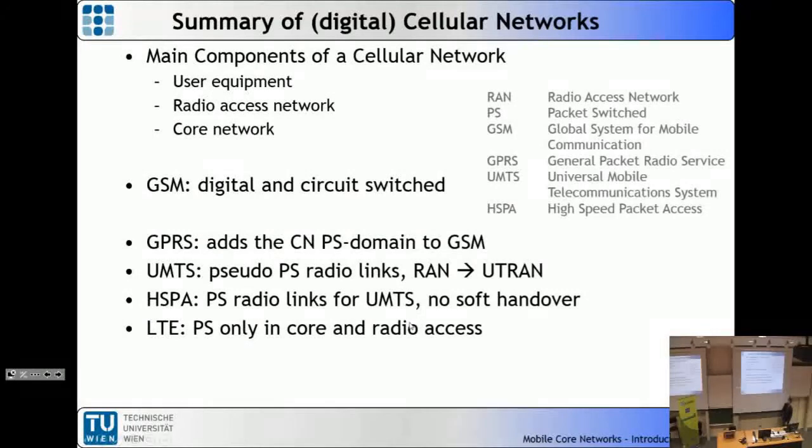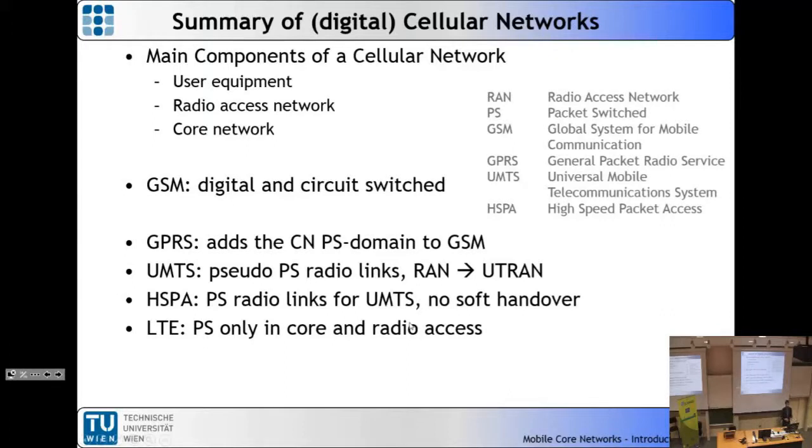So yeah, this is basically just a short wrap-up on these. We had the three elements. We had, on one hand, the user equipment, so this user element. We have the radio access network, and we have the core network. So these are the three main ingredients that we are working with.